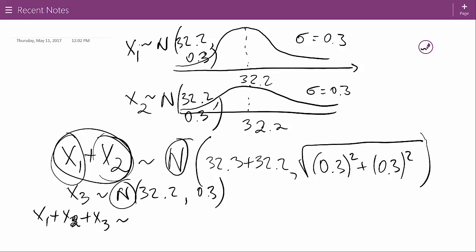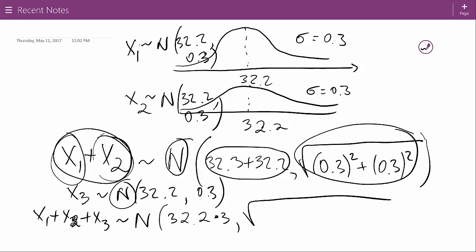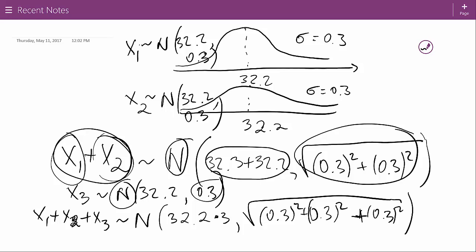So it's going to be a normal with the mean of now 32.2 plus 32.2 that comes from the first two, and an additional 32.2 that comes from thing number 3. So I take 32.2 and multiply that by 3. What about the standard deviation? It's going to be the square root of this thing squared plus this thing squared. So you have 0.3 squared plus 0.3 squared from bottles 1 and 2, plus another 0.3 squared that comes from bottle number 3. Do you see the pattern going on?